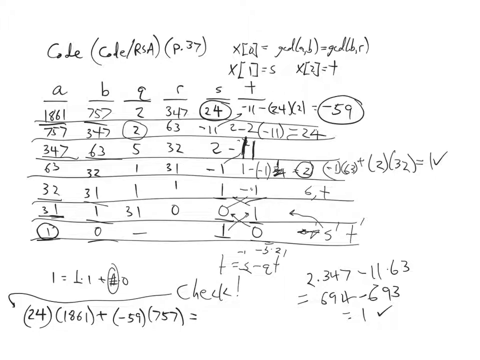Well, 24 times, son of a bitch, times 1861 is 44664. And then that'll be minus 59 times 757, which is 44663. Which comes out to 1. So it checks. Yay. Okay, so that's great. Let's go on to the next page.